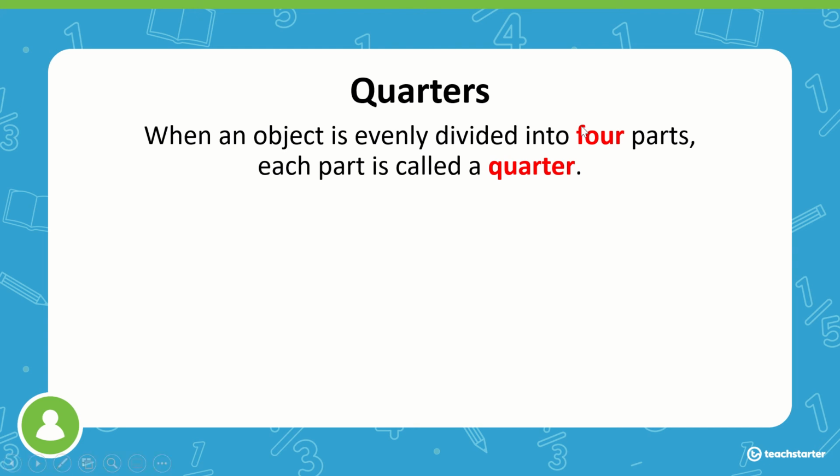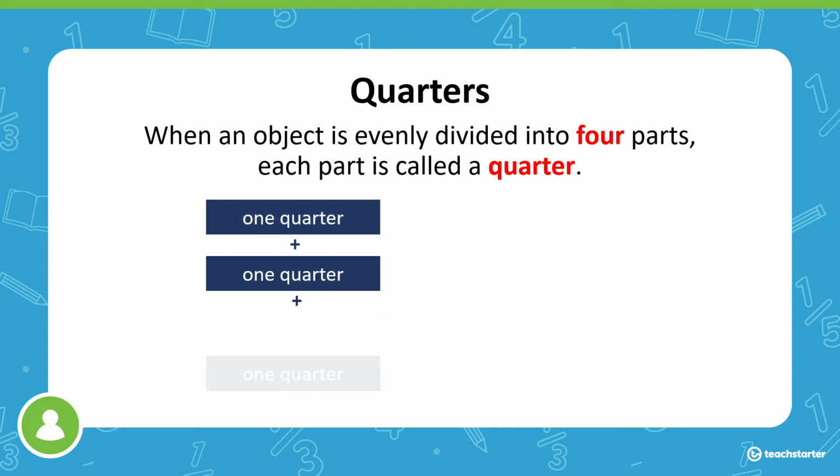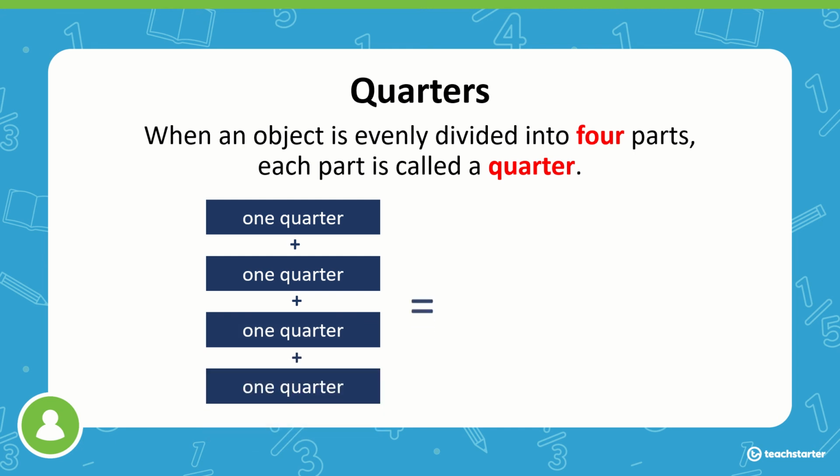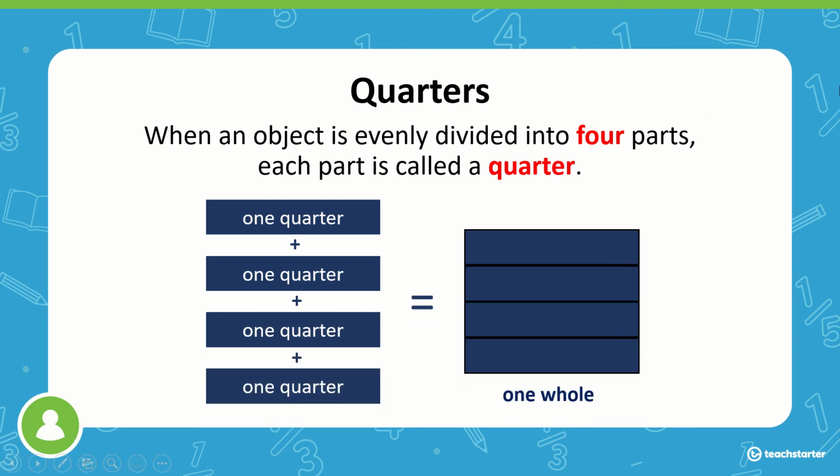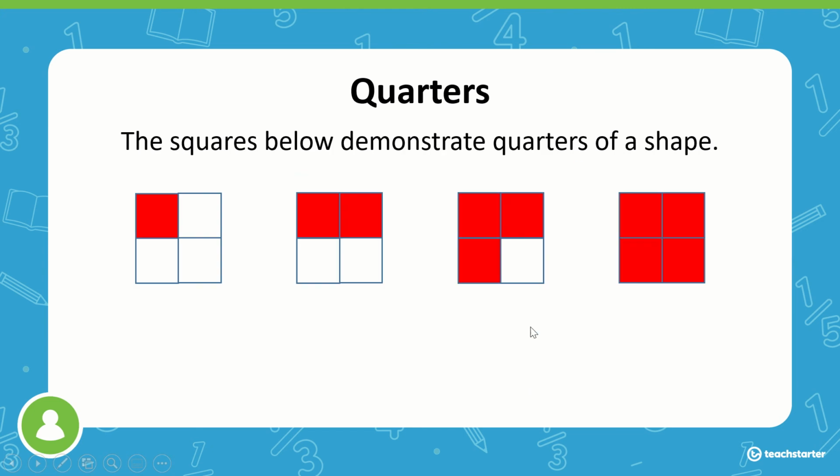Quarters is if it's divided into 4 parts. That means that each part is then called a quarter. So if you've got 1/4 plus another quarter plus another quarter and another quarter, that then becomes a whole. So this whole has been divided into 4 parts, and because it's been divided into 4 parts, each of these parts is then called a quarter.